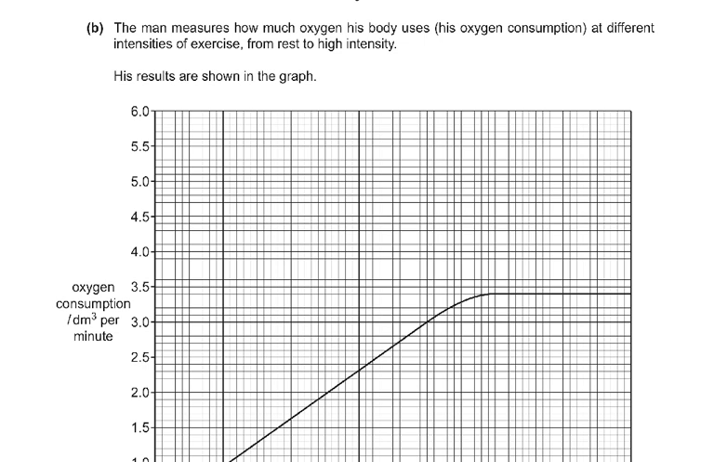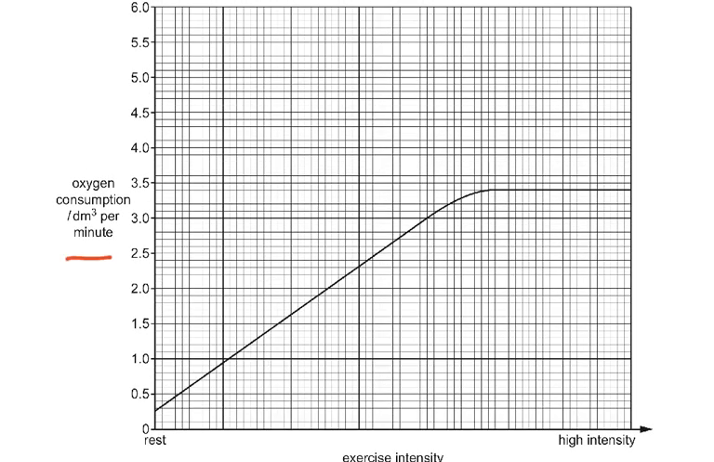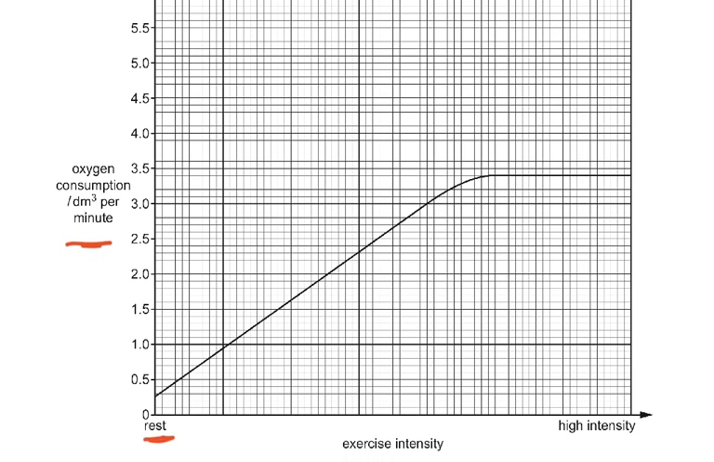Now coming to the B part of the question, the man measures how much oxygen his body uses, his oxygen consumption at different intensities of exercise from rest to high intensity. His results are shown in the graph. Now always look at a graph very carefully. On the y-axis you have oxygen consumption in dm cube per minute, and here you have exercise intensity, you have rest. Then as the intensity increases, this is the high intensity, it goes up to 3.4.